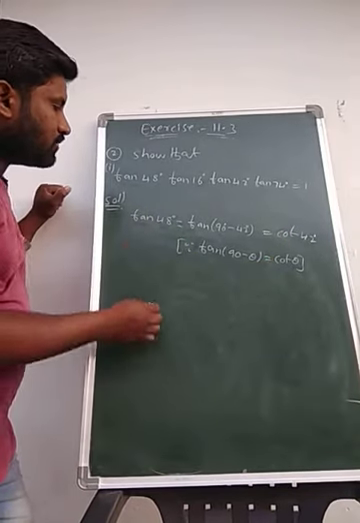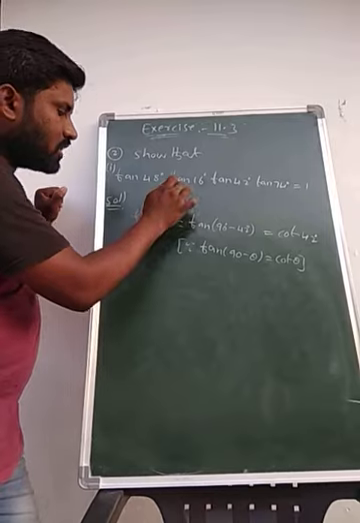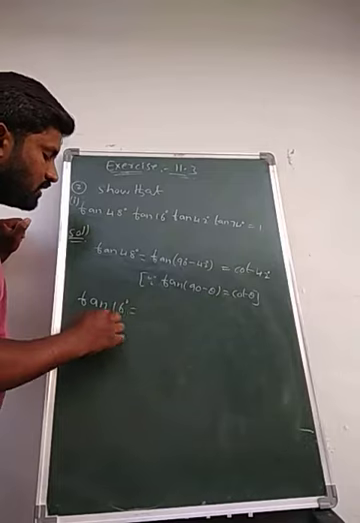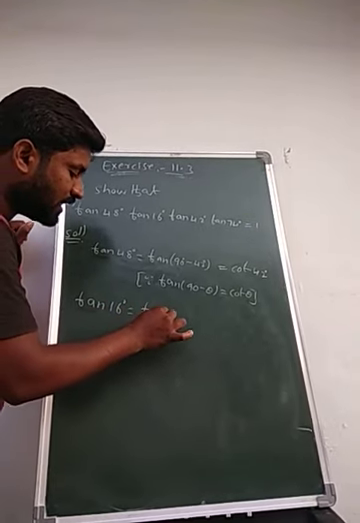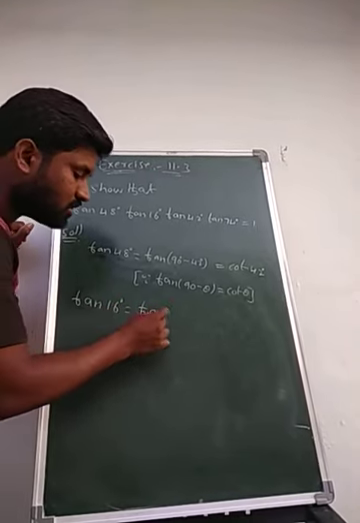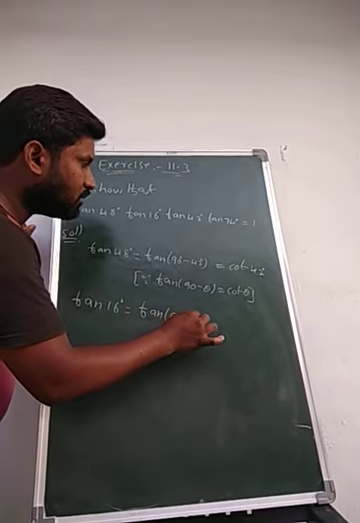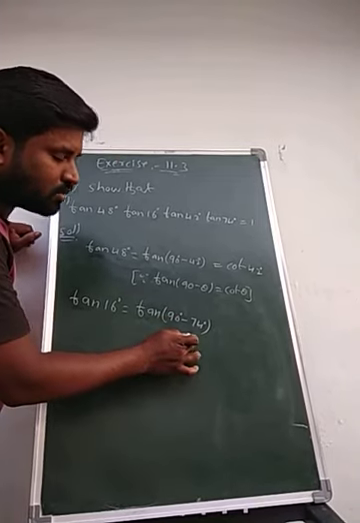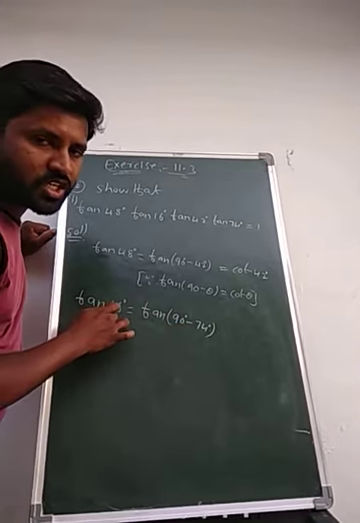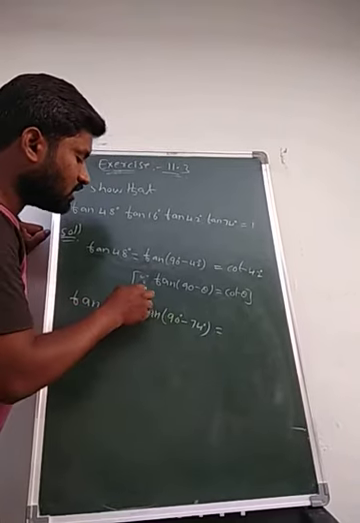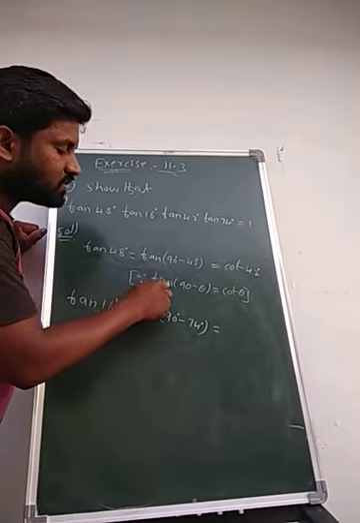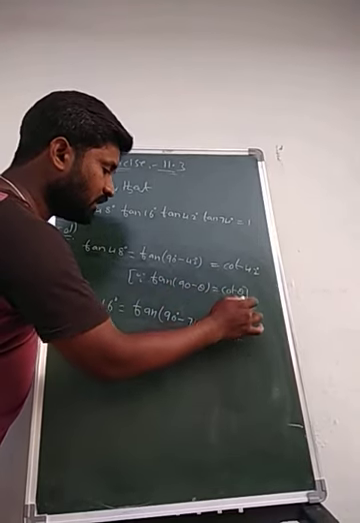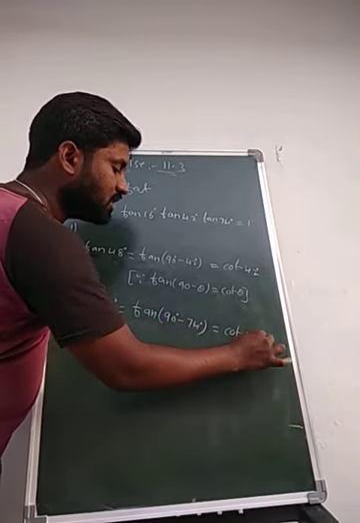Now I'm taking the second one, that is tan 16 degrees. Tan ratio, so as usual I'm writing tan ratio only. 16 degrees we can write as 90 minus 74 degrees. 90 minus 74 gives us 16 degrees. Then again the required formula is the same: tan 90 minus theta is equal to cot theta. Here, theta is 74 degrees.